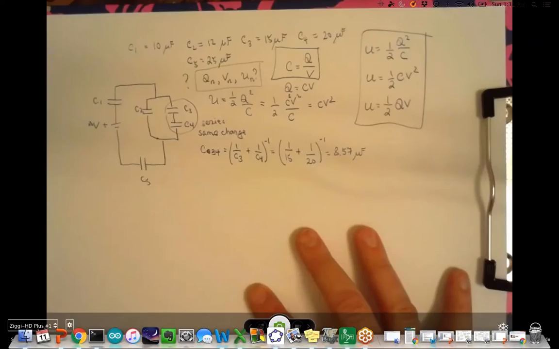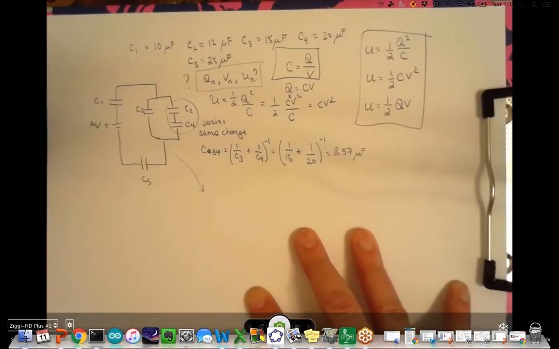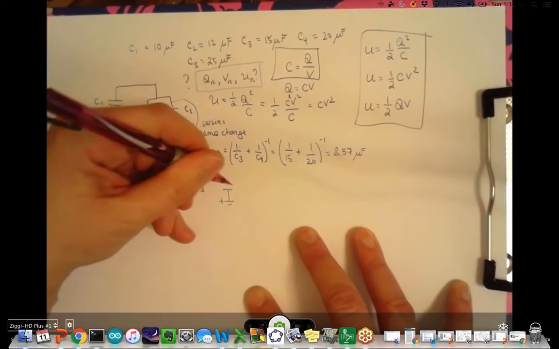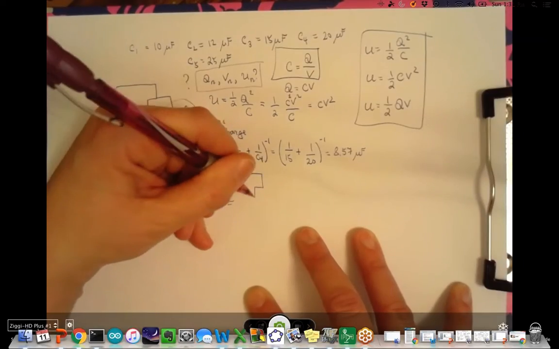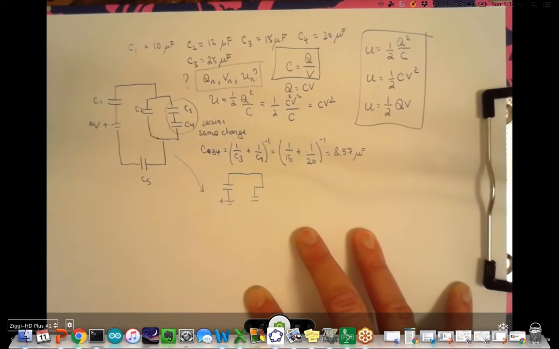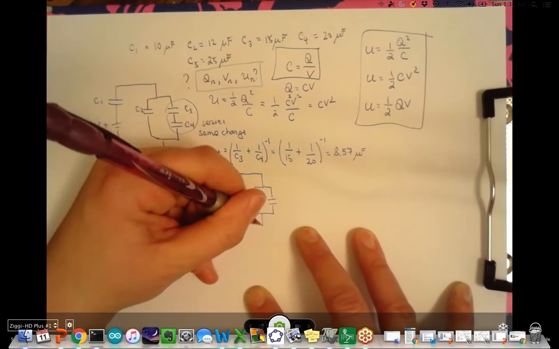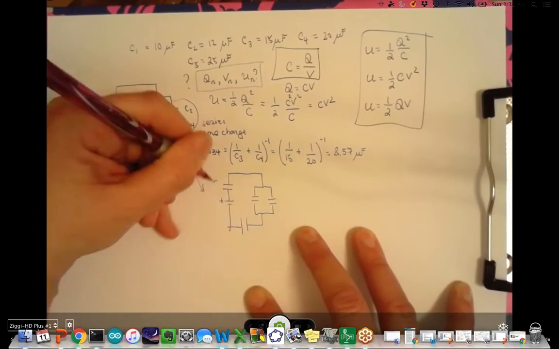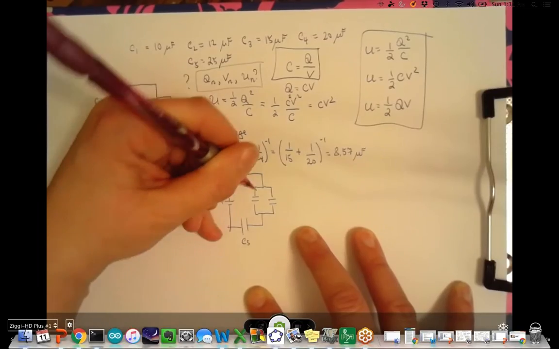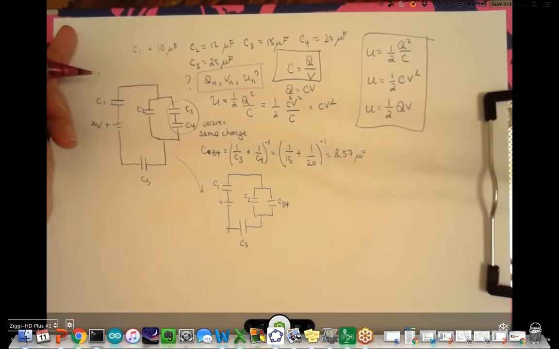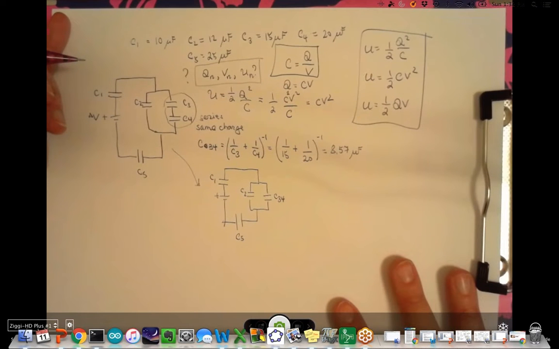Okay, so I'm going to redraw this now using that as one capacitor. So this is my V. I've got C1, I've got this capacitor over here, I've got an equivalent capacitor over here, and then another one over here. So I've got C1, C5, C2, and this is C34. Interrupt me if you've got any questions or you think I've screwed something up.